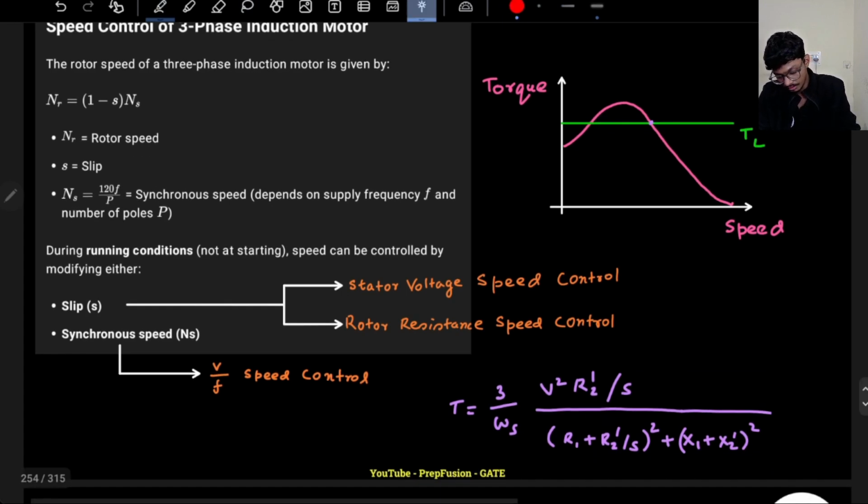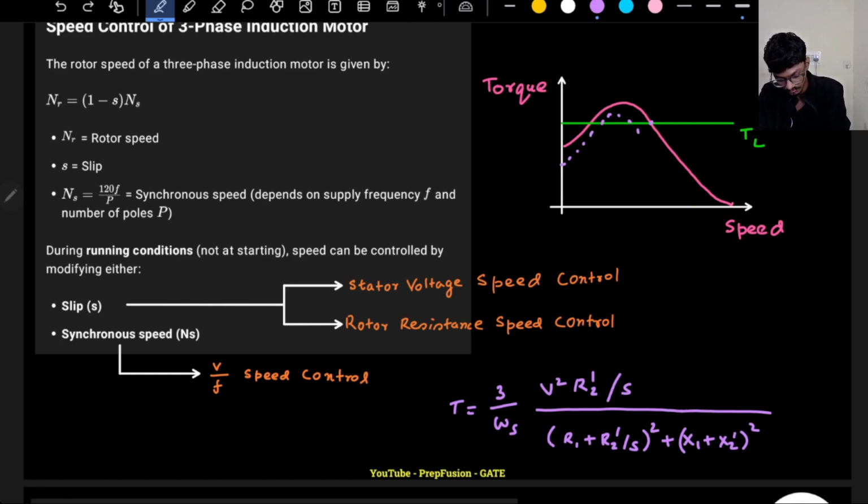Now, if I somehow increase or reduce the developed torque, so if I change the stator voltage, what will happen? Let's say I am reducing the stator voltage. Then the torque speed graph will simply shift down. So now it will shift down, right? So if it shifts downwards, what will happen?